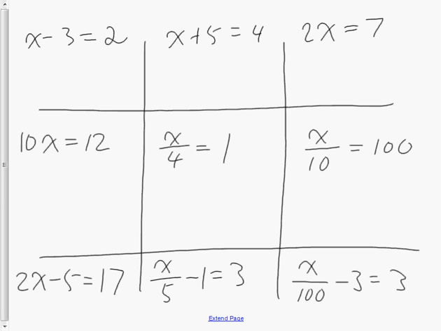In the third question, I don't have a constant. There is no plus or minus value. But what I do have is a coefficient. Once I get rid of that coefficient, I will know what the value of my x is. In the fifth question right here, I don't have a constant. There is no plus or minus to it. But I do have a coefficient. And that coefficient is not 4. That coefficient is a quarter.